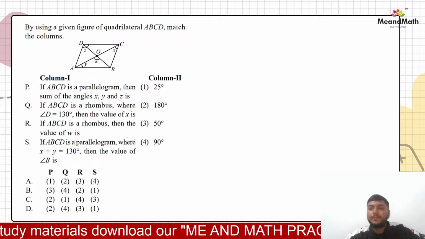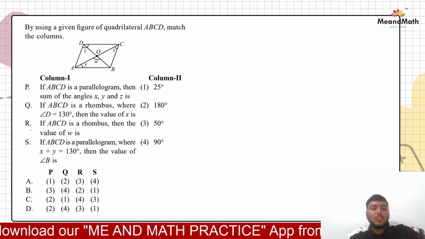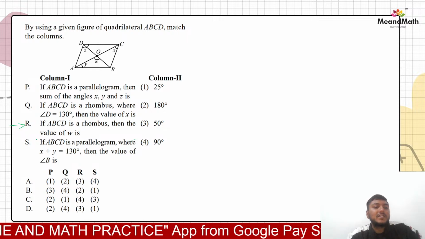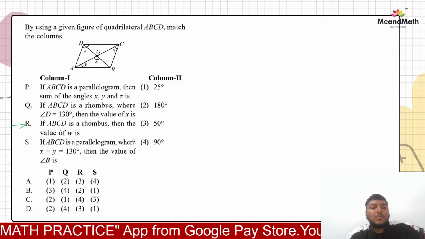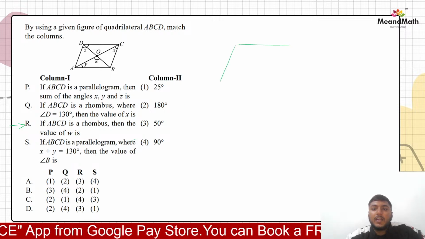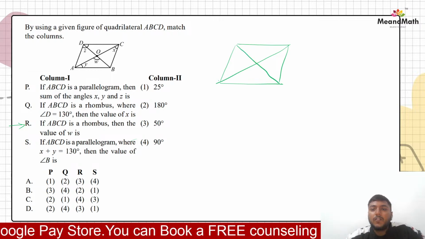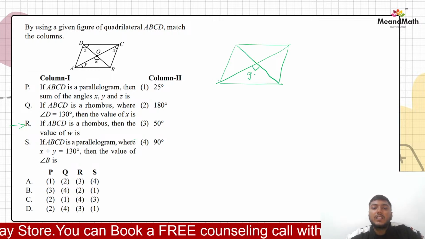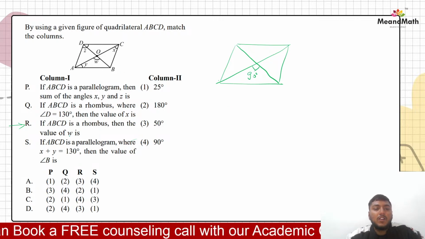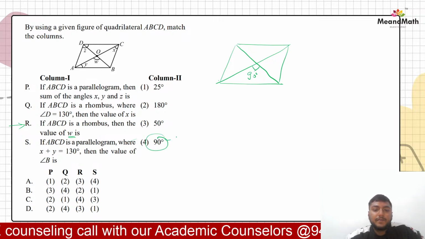Okay, so now let us say which we should spot, which is the easiest option in these types of questions. So obviously we can see our option is the easiest, right? If ABCD is a rhombus, then the value of W is what? See, we already knew the property, right? The diagonals of a rhombus bisect each other at 90 degrees, right? So obviously if ABCD is a rhombus, then the value of W would be 90 degrees. So R is 4, right?